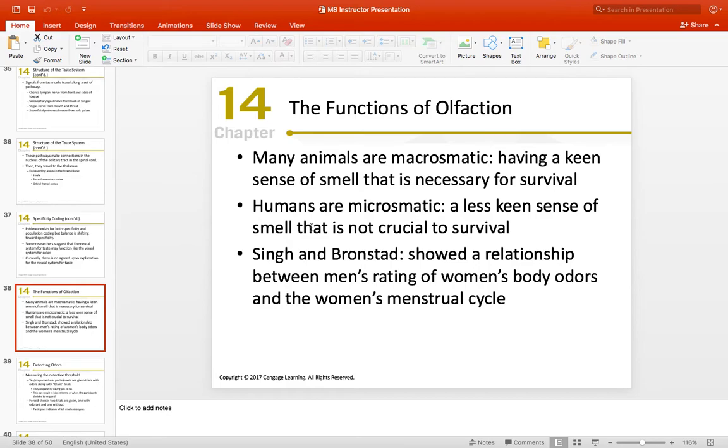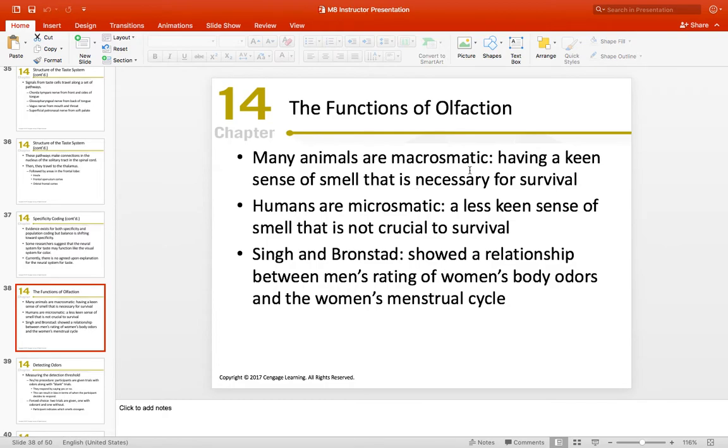Now, shifting on to olfaction, which is related to gustation, the two senses tend to work together. Here's our sense of smell. Humans, we say, are microsmatic versus macrosmatic. I would argue that our sense of smell is pretty good, but it's not quite as important, comparatively speaking, as to, let's say, a canine, right?